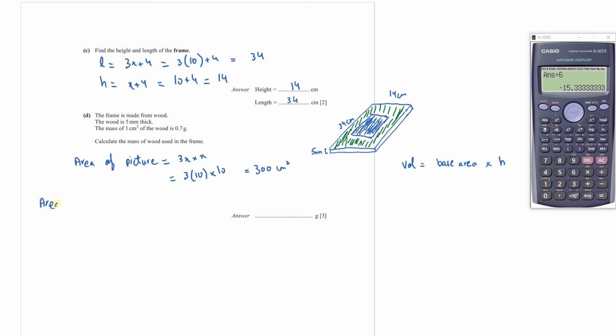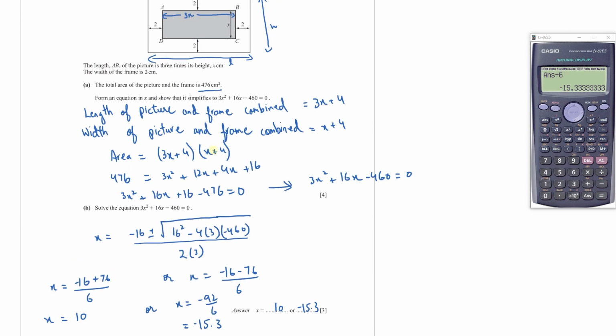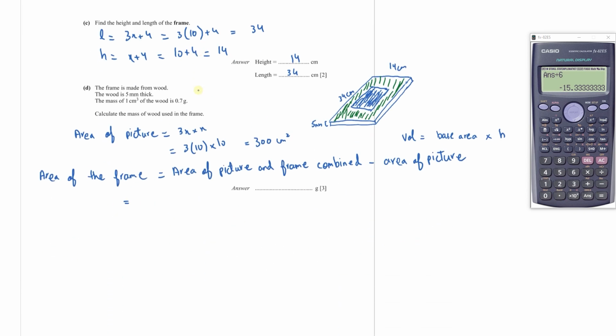So now what is the area of the frame? Area of the frame is area of picture and frame combined minus the area of this picture that I found. This will give you the area of the frame. So area of picture and frame combined, we were given in the first part, is 476.